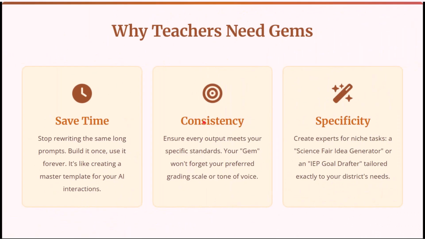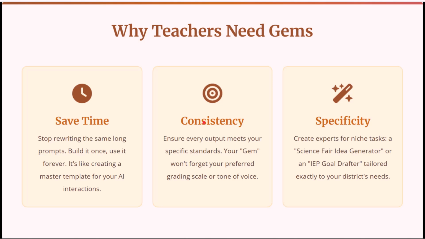So why do teachers need Gems? One thing, which we all need, is it saves time. Stop rewriting the same long prompts. We talked about prompt engineering and prompting for success. A good prompt is about 21 words, and it has a certain format. So it's important that you have good prompts. Garbage in, garbage out. If you have a bad prompt, you're going to get bad results. So if you find yourself writing the same prompt in Gemini over and over again, this could be a gem instead. And then consistency.